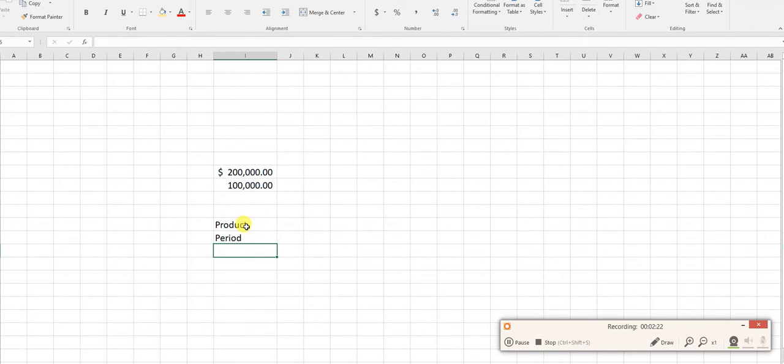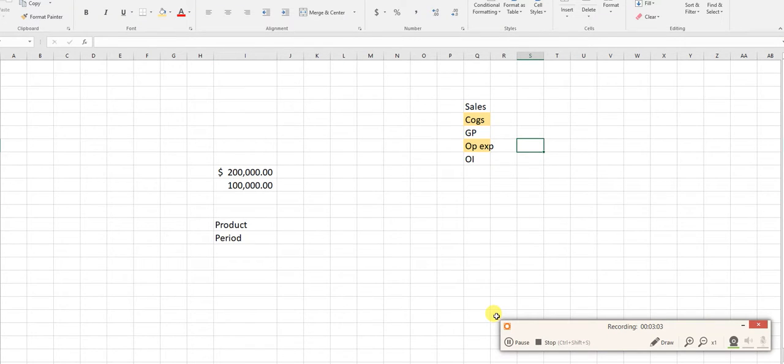Because if it's a product cost, the cost attaches to the product and gets on the income statement when the product is sold. If it's a period cost, the cost attaches to the period and gets deducted on the income statement in that period. Remember, sales minus cost of goods sold is gross profit, and minus operating expenses gives us operating income. So if it's a product cost, it goes through cost of goods sold, and if it's a period cost, it's going to be operating expenses.